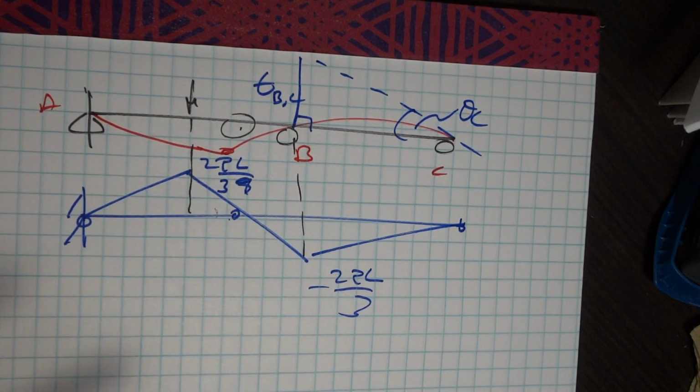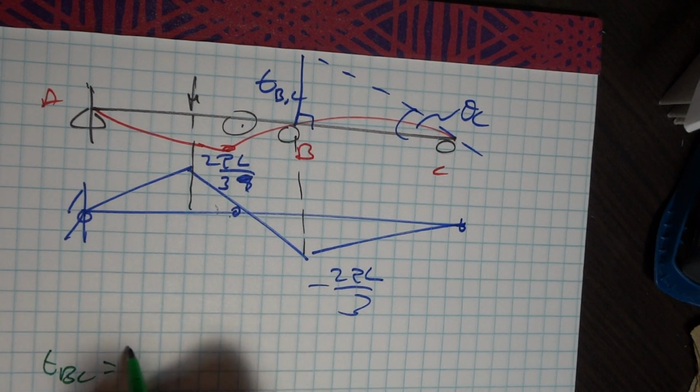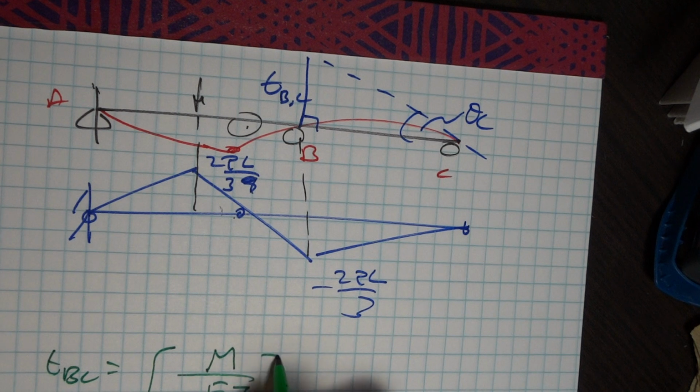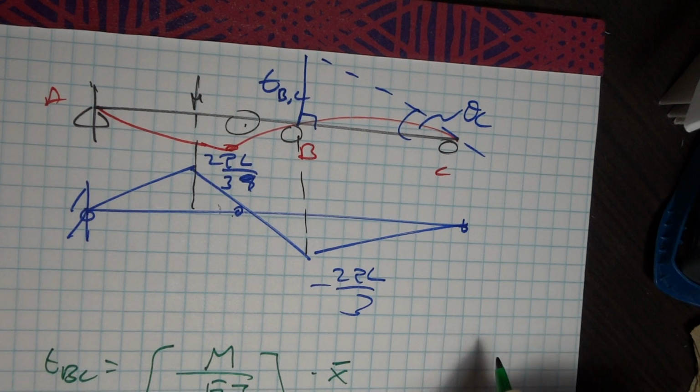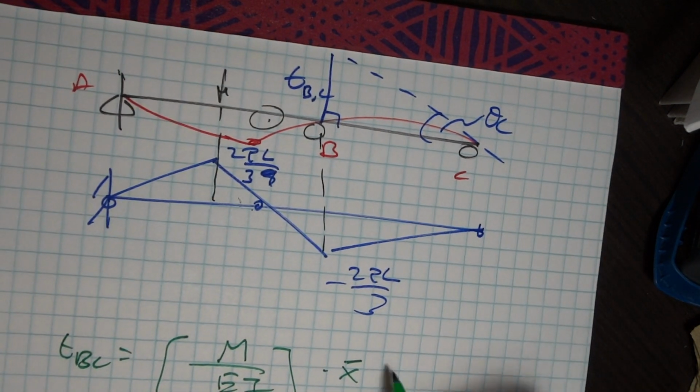TBC, like we said in the last video, is equal to the M over EI diagram area from A to B times x bar, which is the distance from the centroid to B.